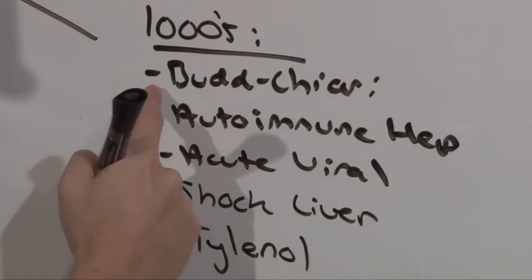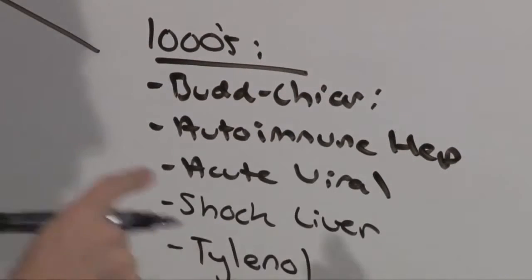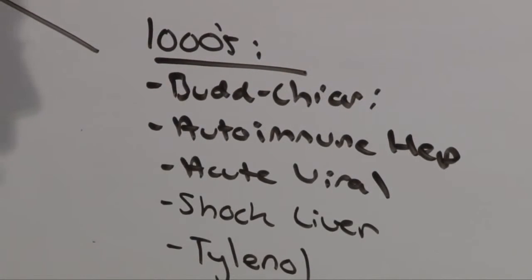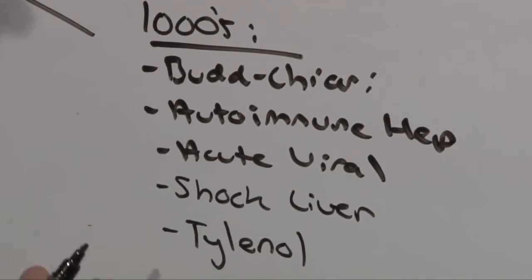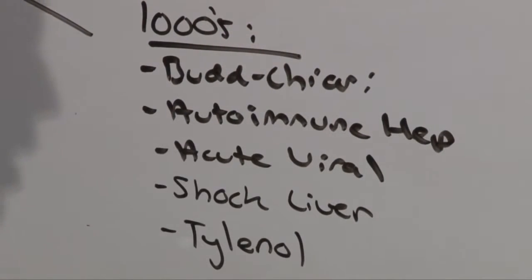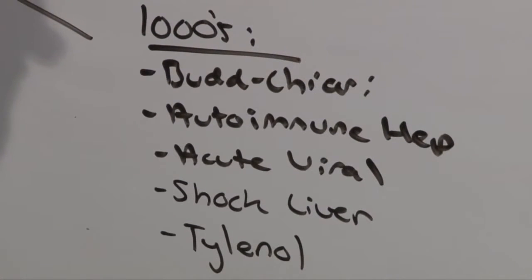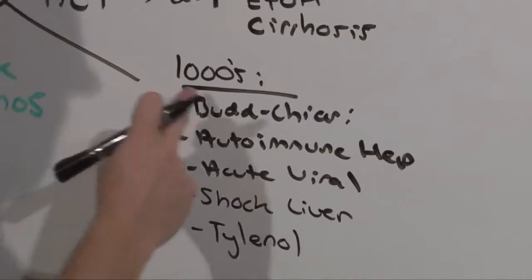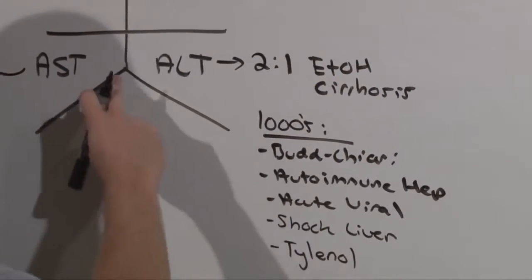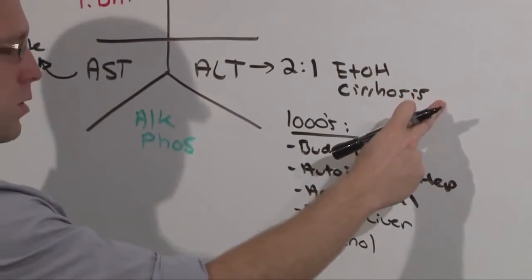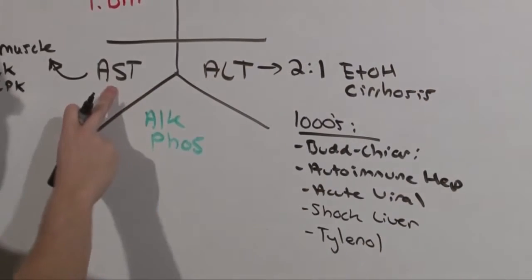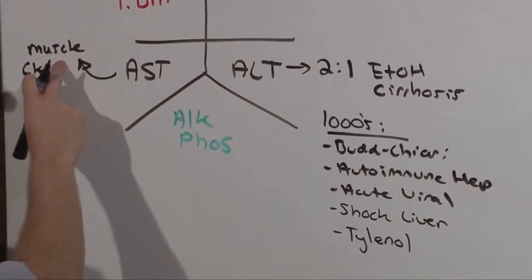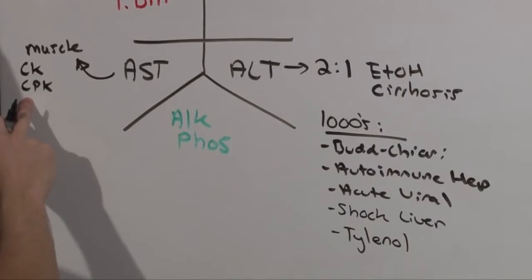And I want you to recognize that Budd-Chiari means any sort of clot in the portal system, either the portal vein, the hepatic vein, doesn't matter. Something that compromises blood flow into or out of the liver. So if you see AST and ALT in the thousands, think of these disorders. If you see AST, ALT 2 to 1, think of alcoholic cirrhosis. If you see an isolated AST elevation, make sure it's not muscle by ordering a CPK level.